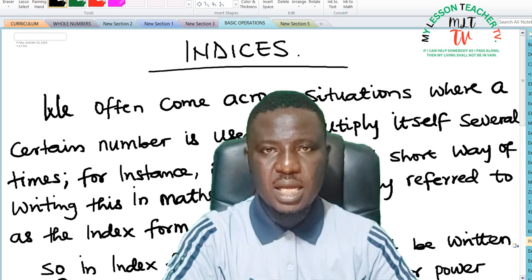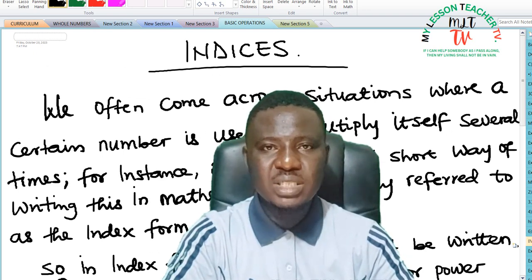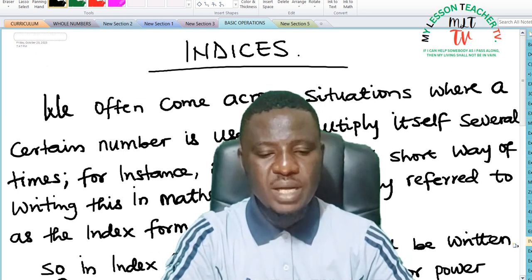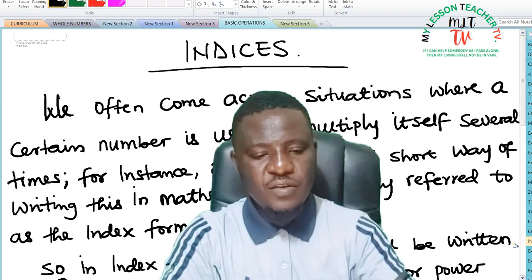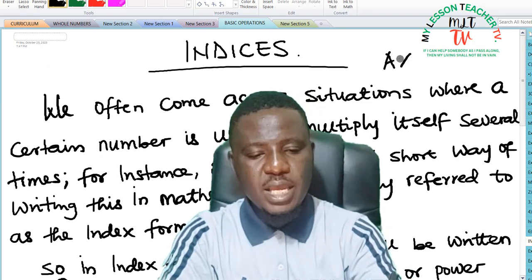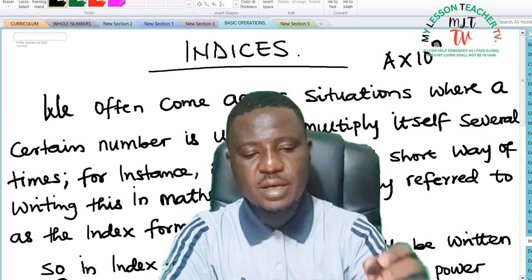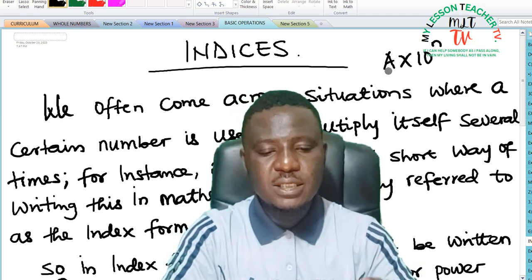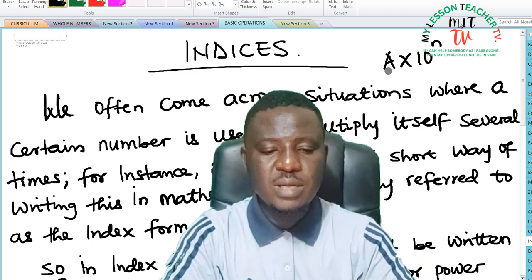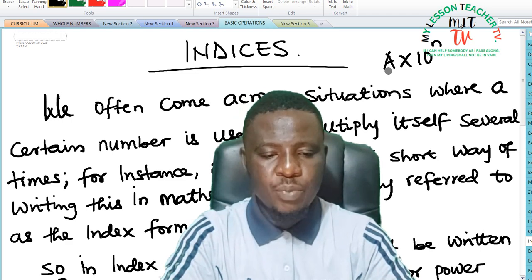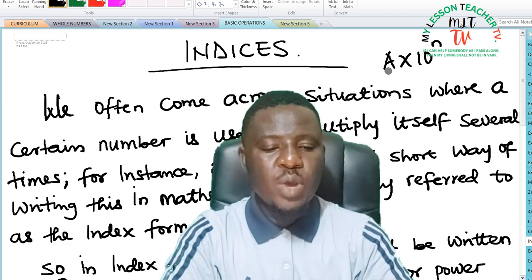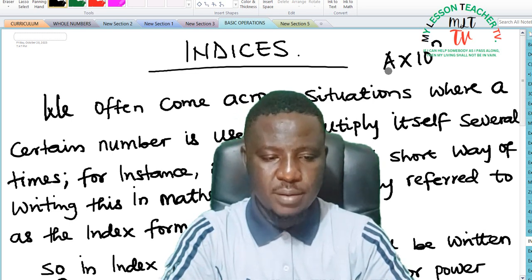You recall that at the last class, when we were dealing with standard forms, we said a number is said to be in standard form if it can be expressed in the form a times 10 raised to the power of n, where a is a number that falls between 1 and 10, with 1 inclusive, and n is a positive or negative whole number.